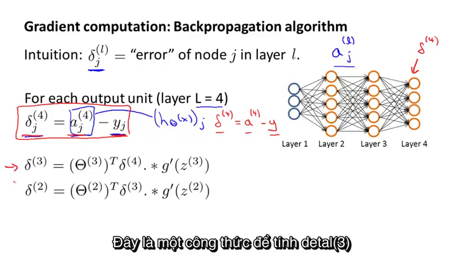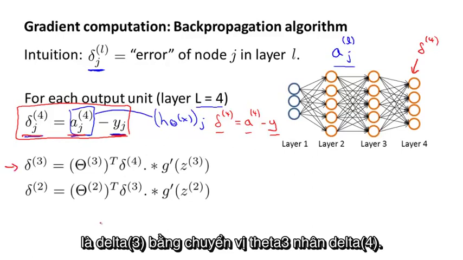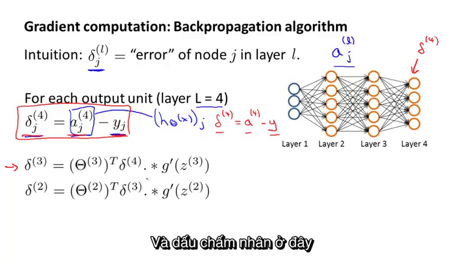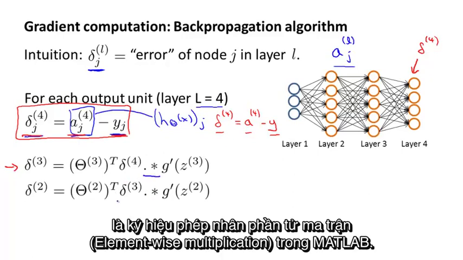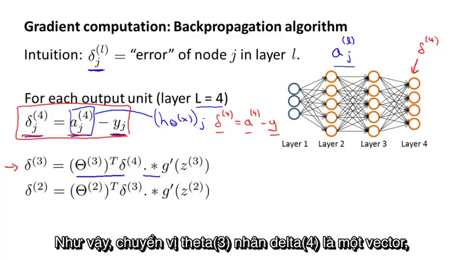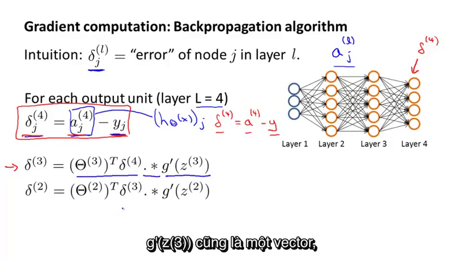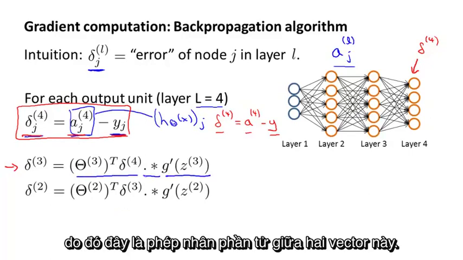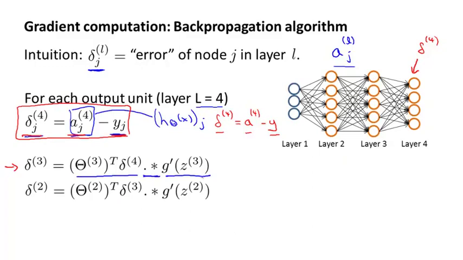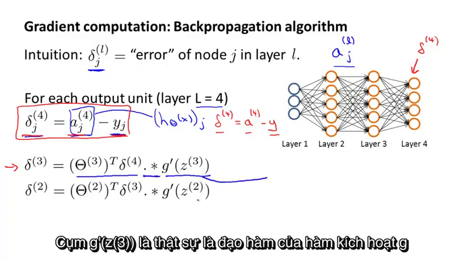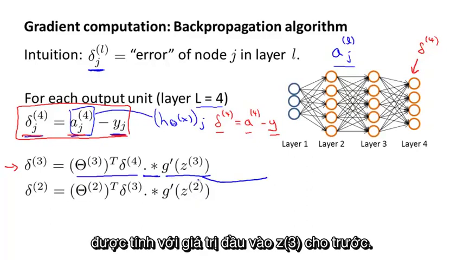Here's the formula for computing delta 3. Delta 3 is equal to theta 3 transpose times delta 4, and this dot times is the element-wise multiplication operation that we know from MATLAB. So theta 3 transpose delta 4 is a vector, g prime of z3 is also a vector, and so dot times is an element-wise multiplication between these two vectors. This term g prime of z3 is formally the derivative of the activation function g evaluated at the input values given by z3.